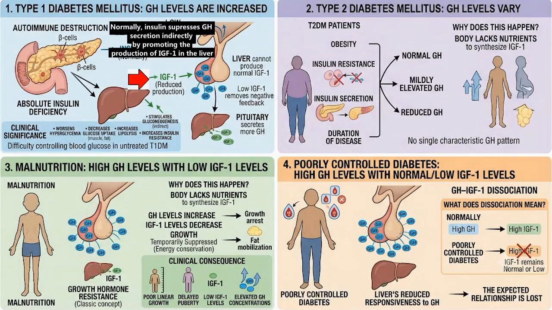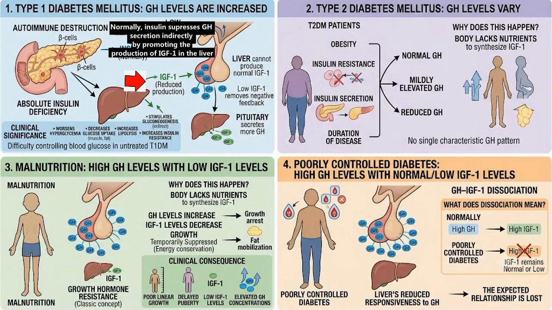Low IGF-1 removes its normal negative feedback on the hypothalamus and pituitary. The pituitary compensates by secreting more GH. Therefore, patients with type 1 diabetes usually have elevated GH levels. However, despite the high GH concentration, its growth-promoting effects may be reduced because hepatic IGF-1 production is impaired.